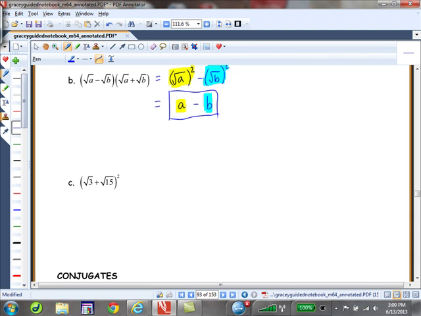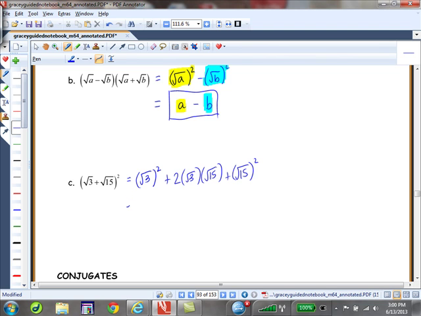Okay, now we have a square. So this is the one where we're going to use the formula. The a from the formula is root 3. The b from the formula is root 15. So we'll have root 3 squared plus 2 times root 3 times root 15. So 2 times a times b. And then plus root 15 squared.